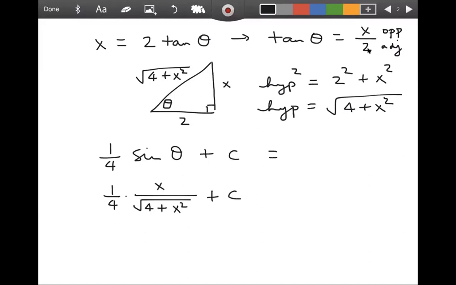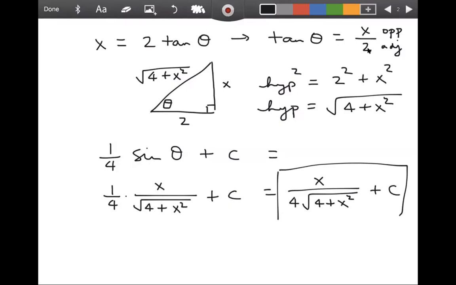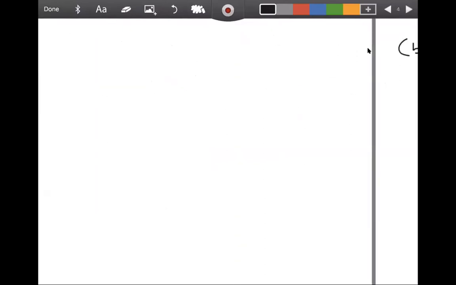And that's a perfectly fine answer. For some reason, I'm feeling the need to write that as x over 4 square root of 4 plus x squared plus c. I think these are kind of fun, but of course I would, right? Okay. All right, let's look at the next example.